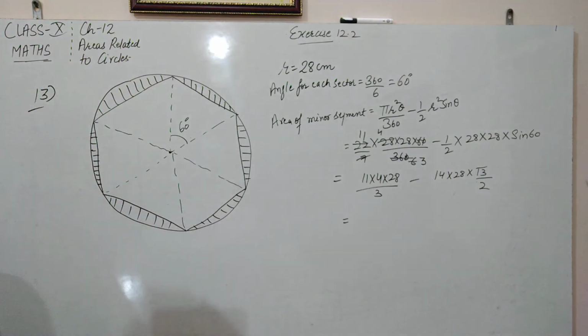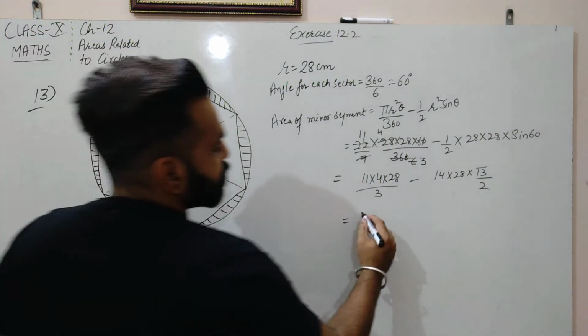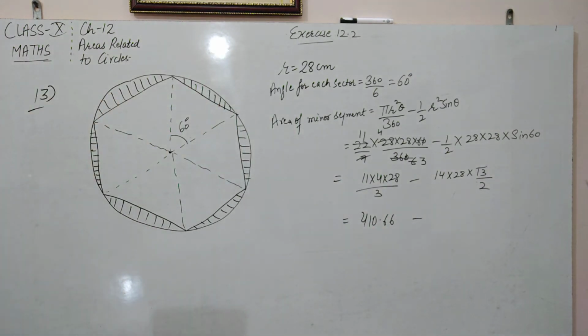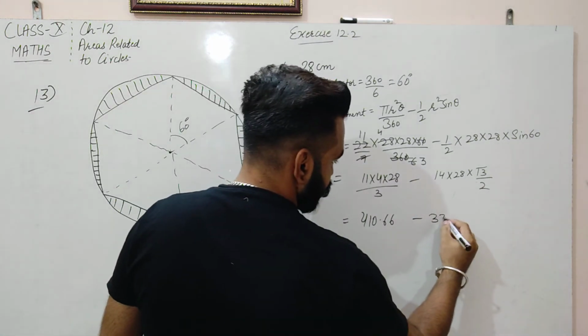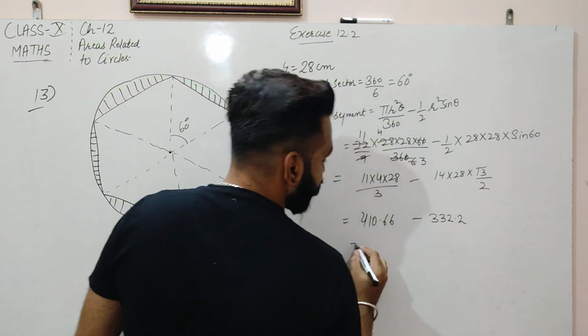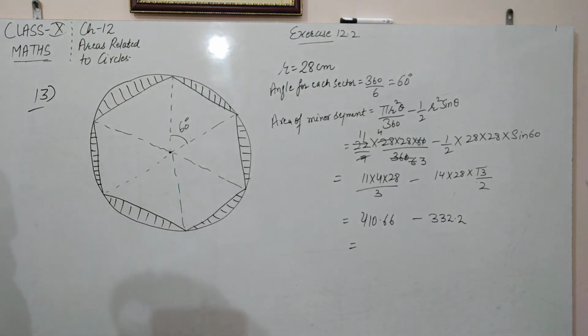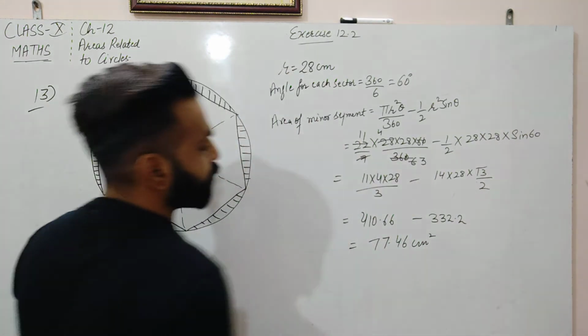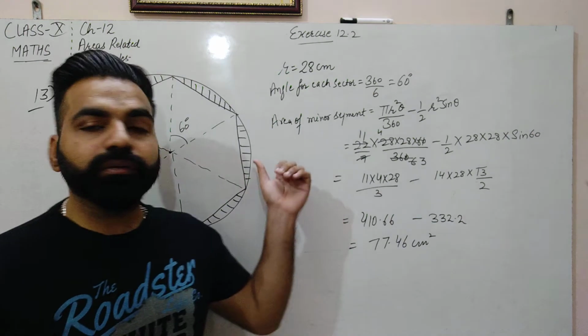So we need to simplify it now. So this will be 410.66 minus 332.2, putting the value root 3 is equal to 1.73, which is given in the question. So the answer will be equals to 77.46 centimeter square. So this is the area of the one minor segment.